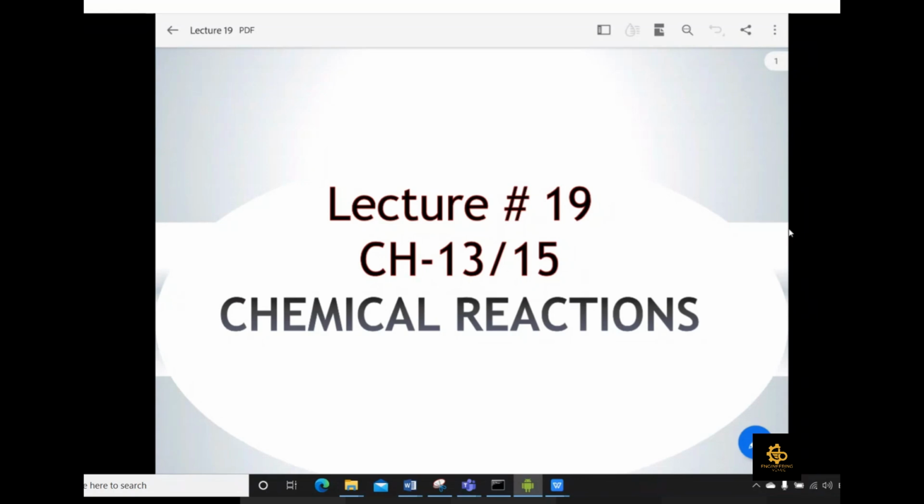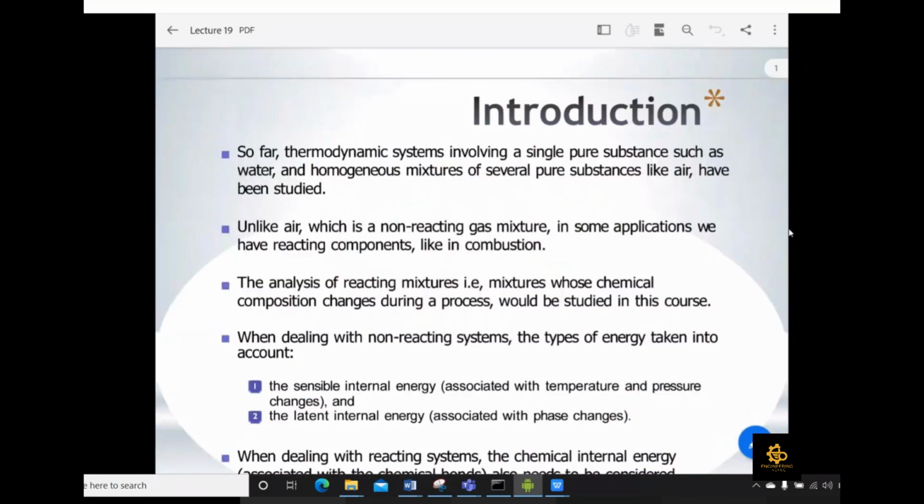The chemical reactions I am talking about are the combustion reactions which take place inside combustion chambers in automobiles or in power plants. We will see that, but this is just a basic overview. We will not go into more detail on the chemistry part, which is also not in the course outline. We will cover chapters 13 and 15 in hardly two or three lectures. Now coming to the introduction.